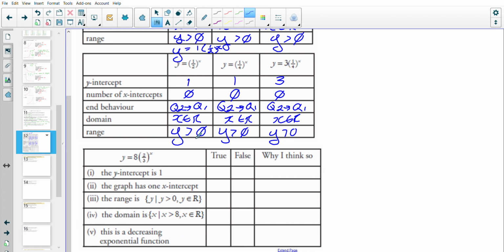Let's try this example here. I want you to fill in this section of the note, and then when you finish, click continue and check your answers afterwards.